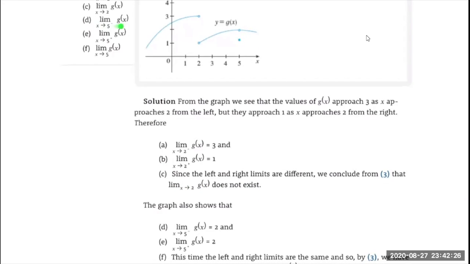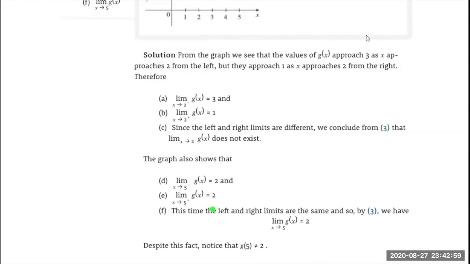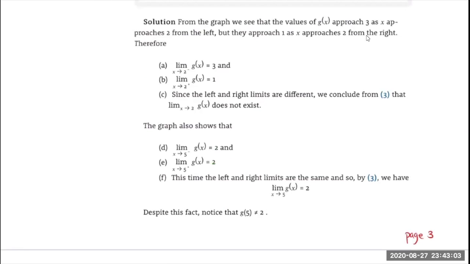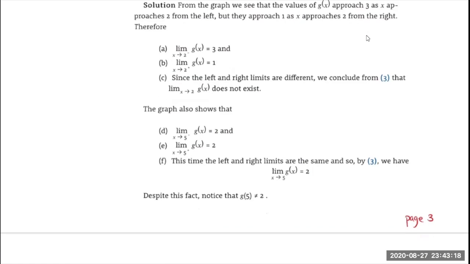Okay, D. What about 5? Let's take a look at the left-hand limit. The left-hand limit is 2. What about on the right side? The right-hand limit is when you go along the curve, approaching 5 from the right side, the function value is getting closer and closer to 2. So both the left-hand limit and right-hand limit are equal to 2. Because the left-hand limit and right-hand limit are the same, we conclude that this two-sided limit is equal to the same number, which is 2.